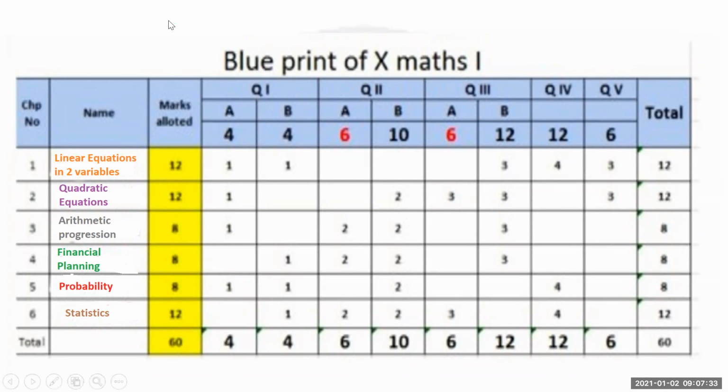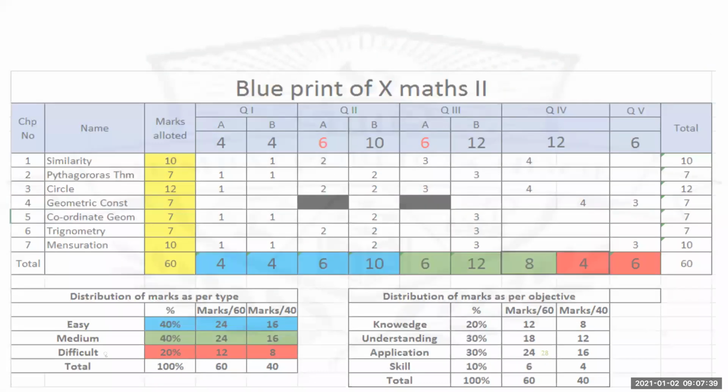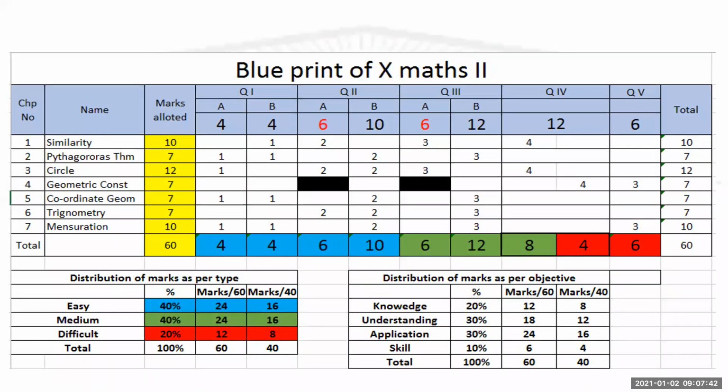Now let's move to the blueprint of maths 2. See. Similarity, 10 marks. Pythagoras theorem, 7 marks. Circle, 12 marks. Geometric construction, 7 marks. Coordinate geometry, 7. Trigonometry, 7. Mensuration, 10. This sum comes up to 60.